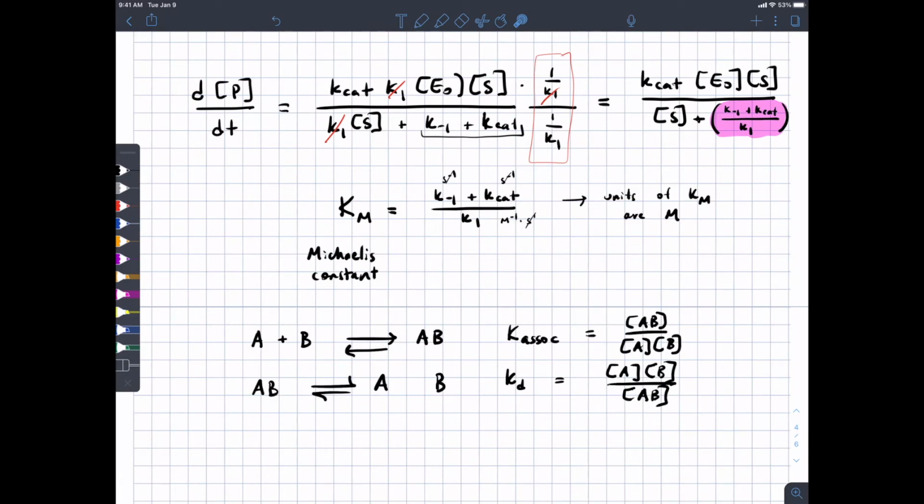So the Km is in units of molar, and so some people like to think of the Km as being related to some kind of binding.